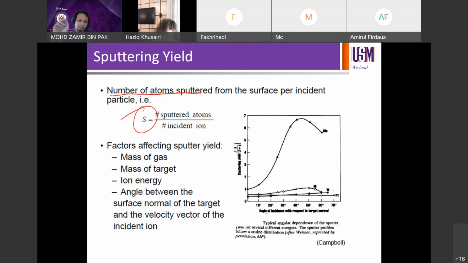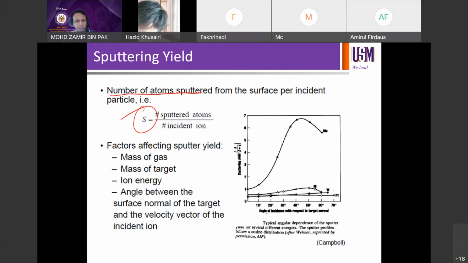Kalau you punya atom yang knocked off is not that high, then the sputter yield will be lower. As a result, your deposition rate will be lower as well. And then within the same duration, you'll end up with thin or thinner material.